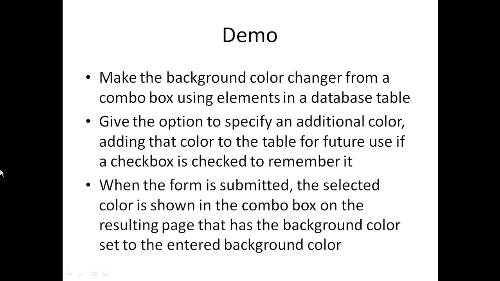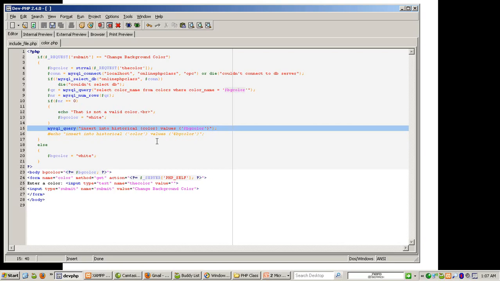Alright, so the demo. What we're going to do is make the background color changer from a combo box using the elements in the database table. Give the option to specify an additional color, adding that color to the table for future use if a checkbox is checked. When the form is submitted, the selected color is shown in the combo box on the resulting page that has the background color set to the entered background color. So, one step at a time. Make the background color changer from a combo box using elements in a database table.